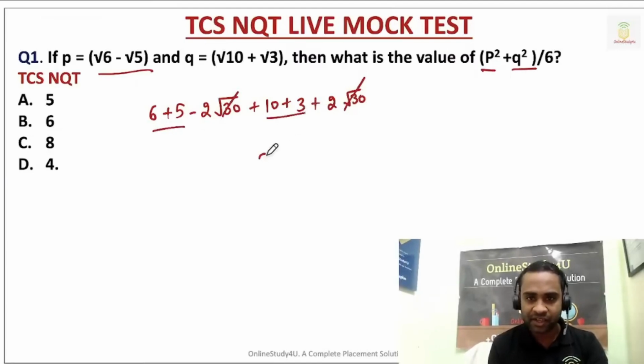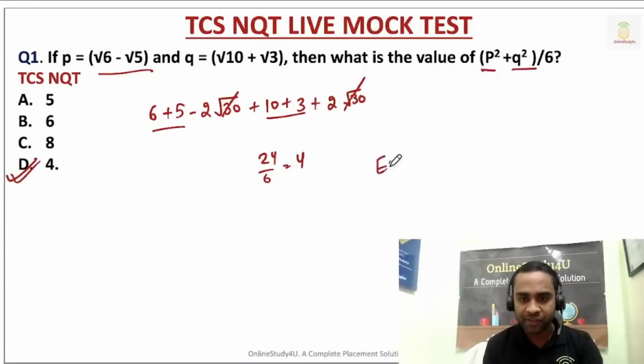11 plus 13 is 24, 24 by 6 is 4. That's all. Option D. So the problem is very, very easy.